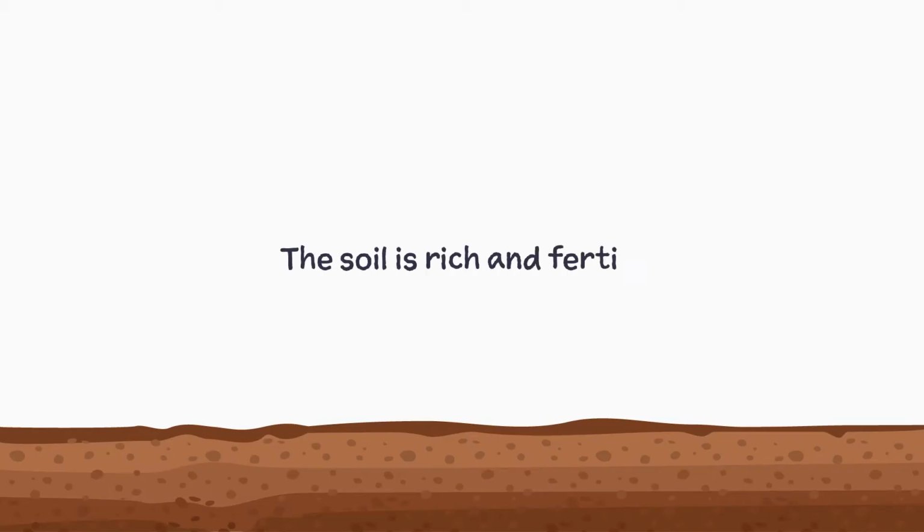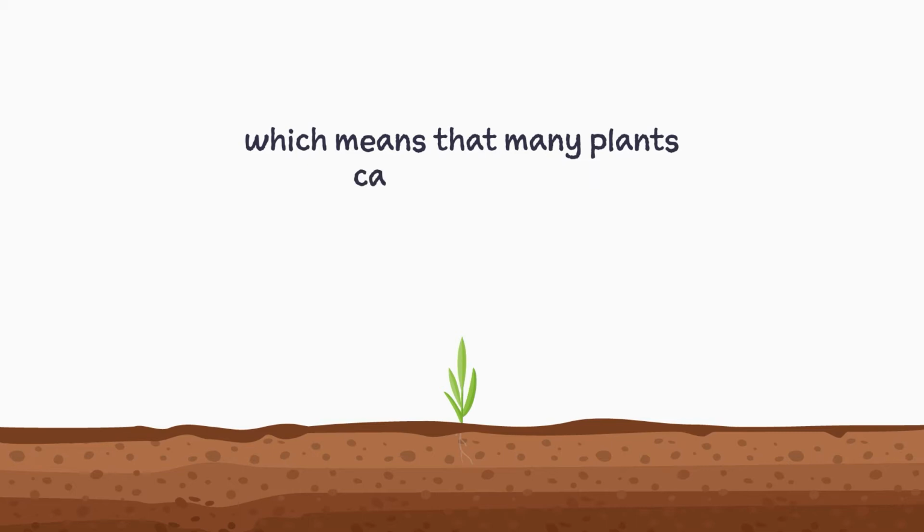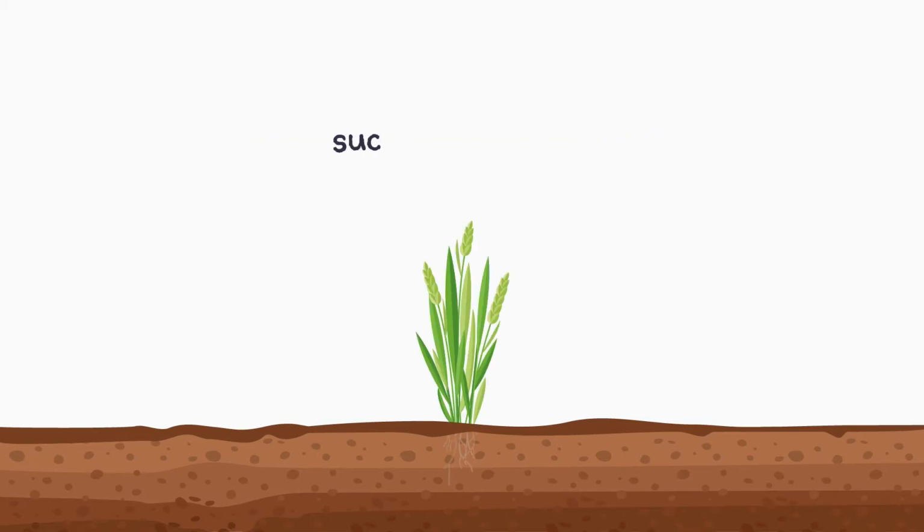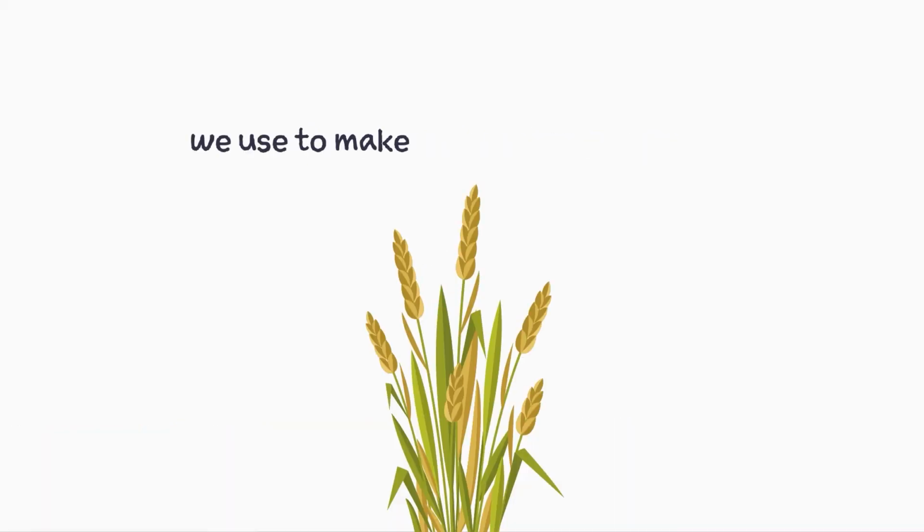The soil is rich and fertile, which means that many plants can grow there, such as the wheat that we use to make bread and pasta, such as spaghetti.